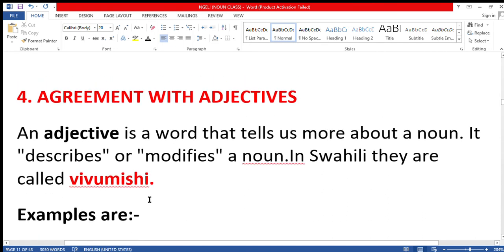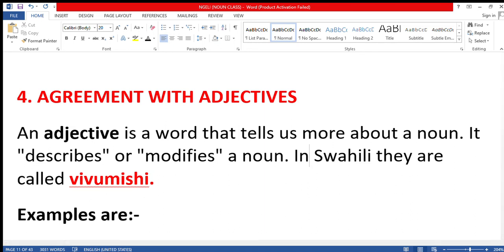Agreement with adjectives. So the nouns in this class agree with the adjectives as follows. Let us just read the meaning. An adjective is a word that tells us more about a noun. It describes or modifies a noun. In Swahili, they are called vivumishi.